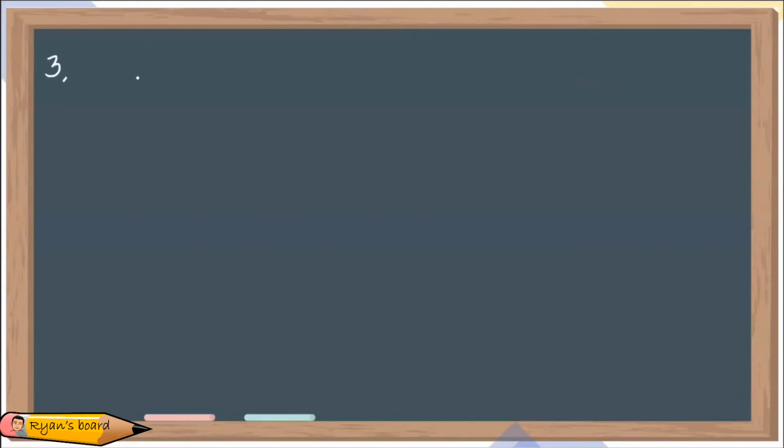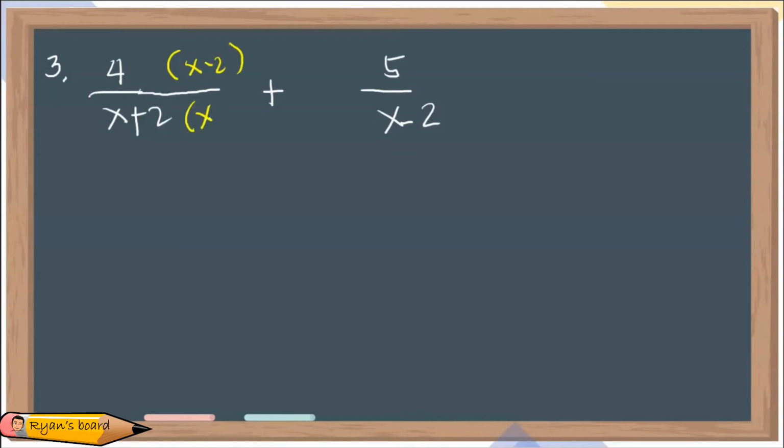Let's say our given is 4 over x plus 2 plus 5 over x minus 2. Okay? Now, ang gawin natin dito, tingnan mo tong x plus 2, meron bang factor? I think wala na, no? Itong x minus 2, wala ring factor. So, ang i-multiply natin sa ating first rational algebraic expression ay x minus 2 over x minus 2.